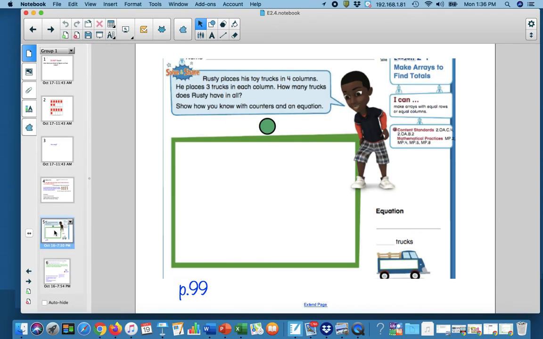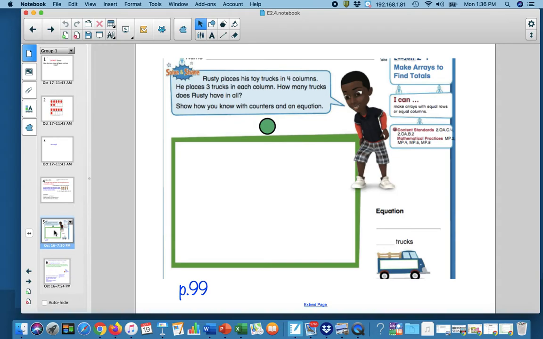Rusty places his toy trucks in 4 columns. He places 3 trucks in each column. How many trucks does Rusty have in all? Show how you know with counters and an equation.